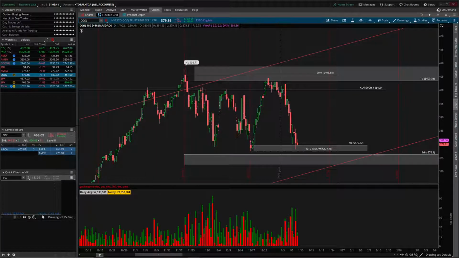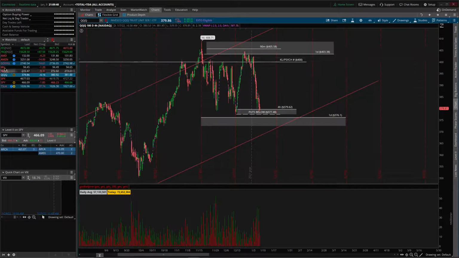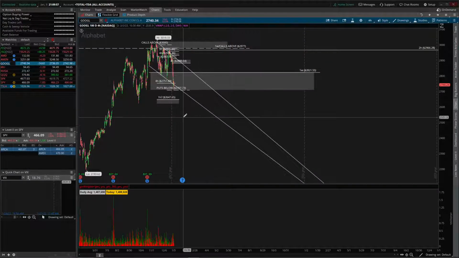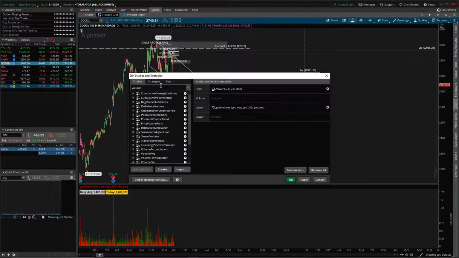Okay, let me see. Oh yeah, there was a volume profile. Let me see if not this one, because these are not fresh. These I still have to redraw for tomorrow. Let me just see Google. So this person is asking whether I use the volume profile alongside these zones, and the answer is yes.